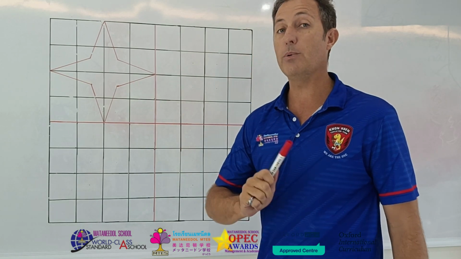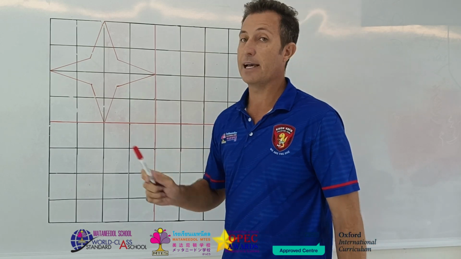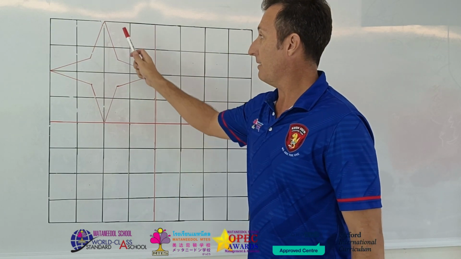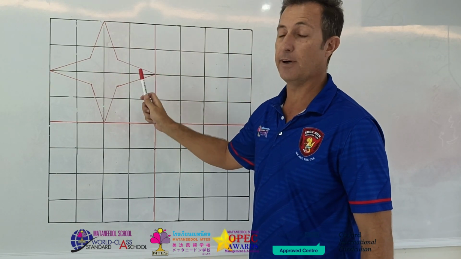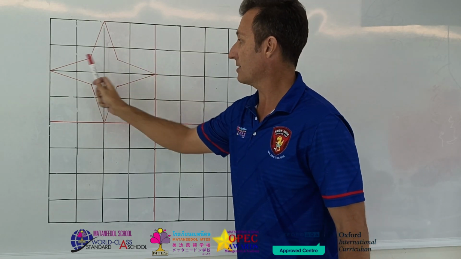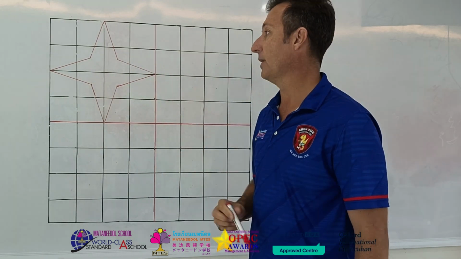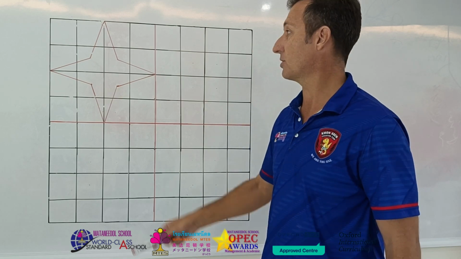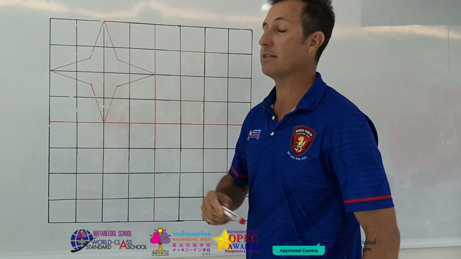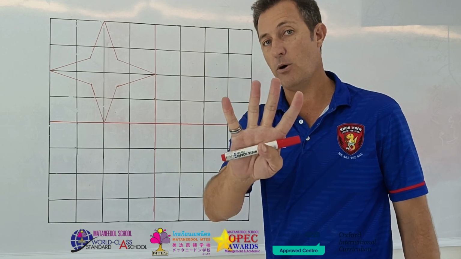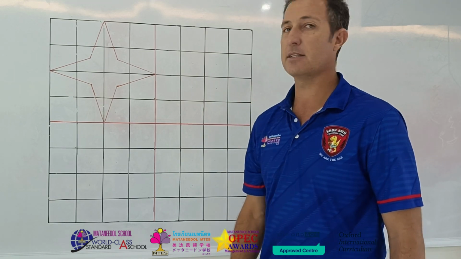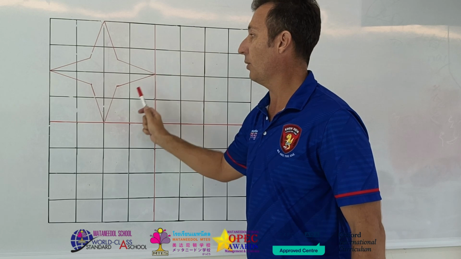Remember, when we are looking for lines of symmetry, it's like a mirror line. If I have this shape and I fold it so the edges touch and it looks symmetrical, that is where we can tell the lines of symmetry. For a shape like this, it's going to have 4 lines of symmetry. And how do I know that? Well, I'm looking at the corners.